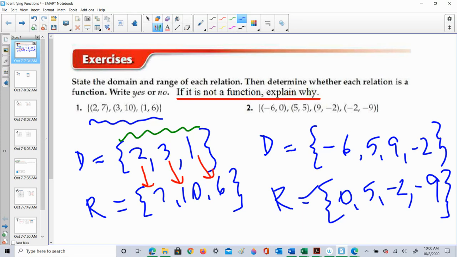So again, nothing repeats in the domain. Nothing in here is repeated. If it was repeated, it would not be a function. And we can see that by mapping everything. 6 goes to 0, 5 to 5, 9 to -2, and -2 to -9. Therefore, yes, that is a function. Well, yes or no, we don't have to explain because it is a function.